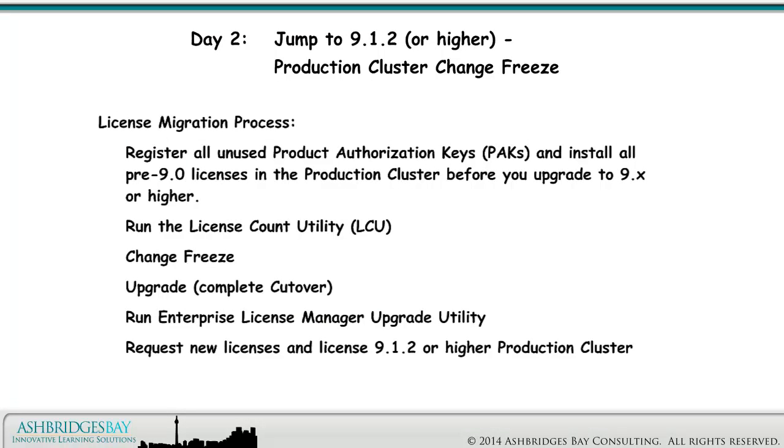The license migration process has these basic steps. Register all unused product authorization keys, PACs, and install all pre-9.0 licenses in the production cluster before you upgrade to 9.x or higher. Run the license count utility, LCU, change freeze, upgrade, complete cutover, run Enterprise License Manager upgrade utility, and request new licenses and license 9.1.2 or higher production cluster.